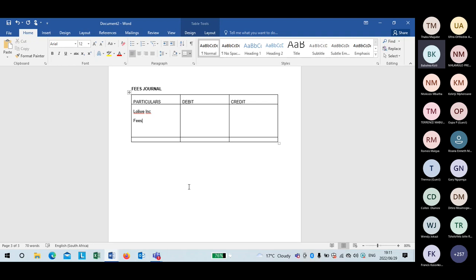So, Lollyware Inc. we will debit. How much are we debiting? 230. Fees, how much are we crediting? 230. Right. Narration? Fees, or allowance. Allowance received.